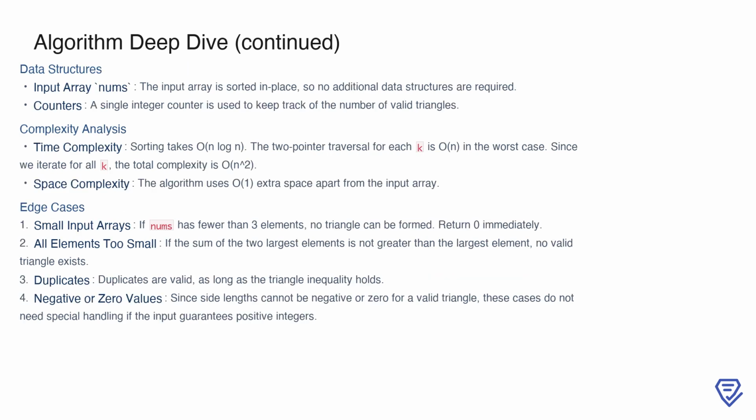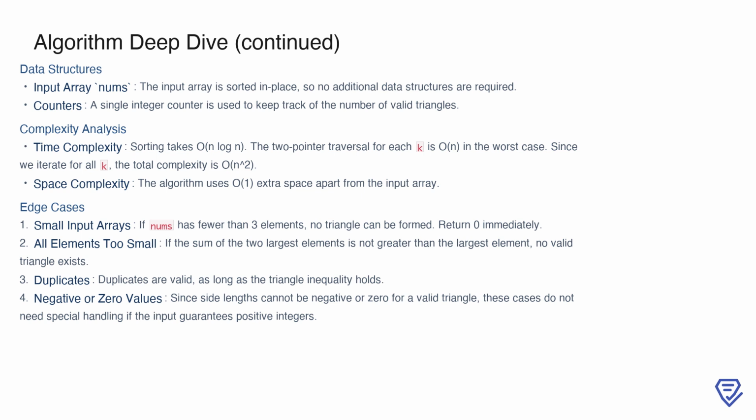For this algorithm, the input array nums is sorted in place, so no additional data structures are required. We only use a single integer counter to track the number of valid triangles, making the space complexity O(1). In terms of time complexity, sorting the array takes O(n log n), and the two-pointer traversal for each k runs in O(n) time in the worst case. Since we iterate over all k values, the total time complexity is O(n squared). This is a significant improvement over the O(n cubed) complexity of a brute force approach.